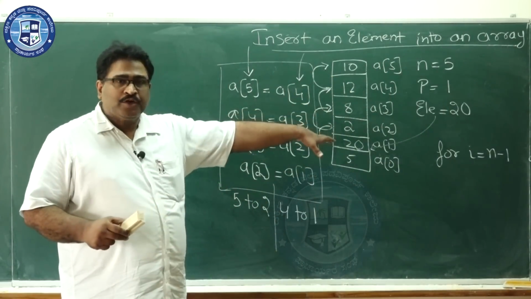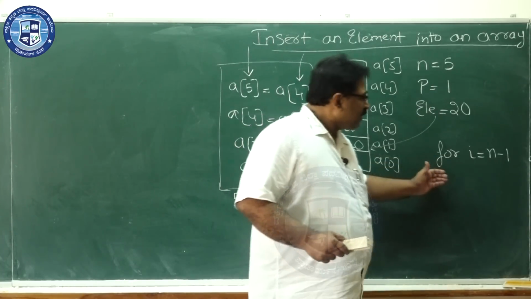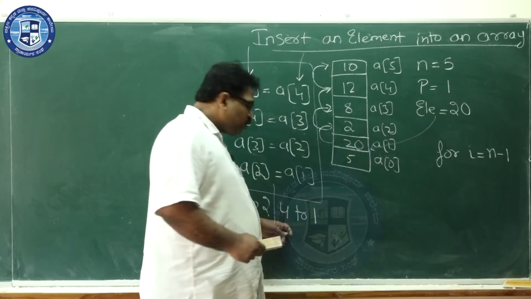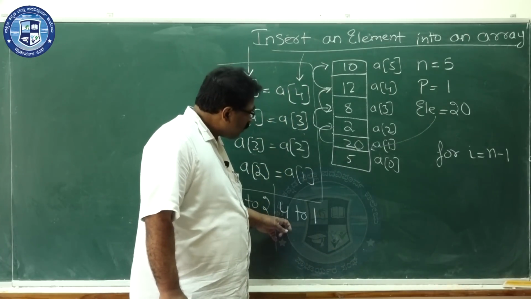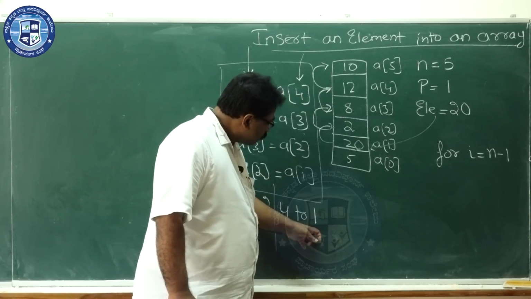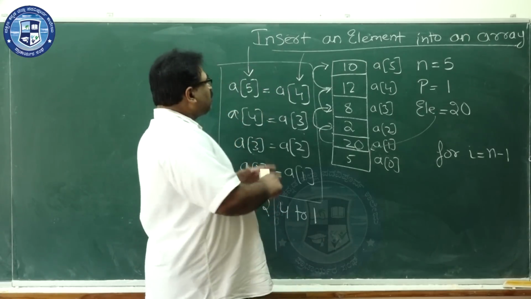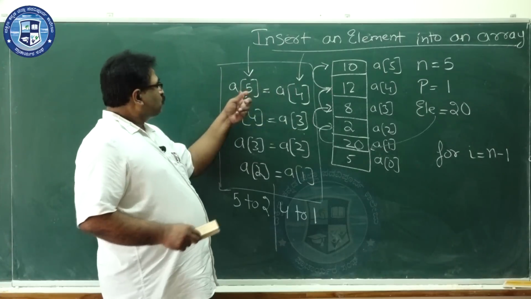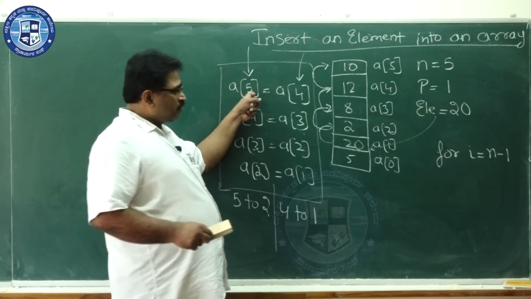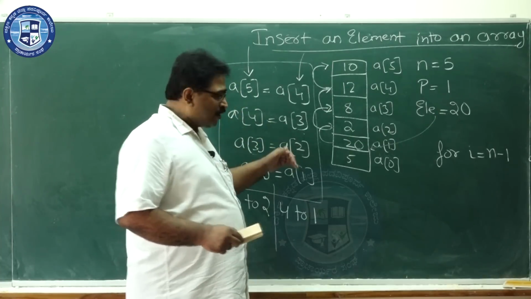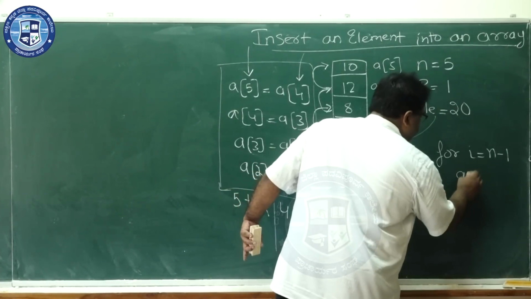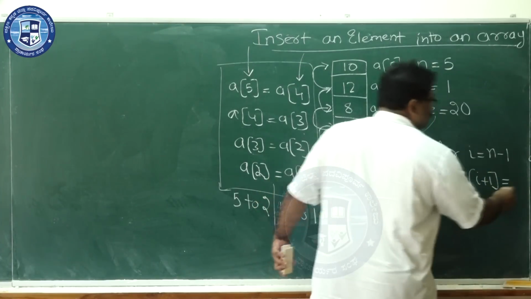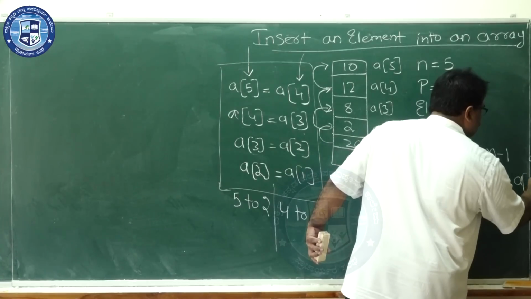So now it is very clear to you how we can get this for loop. We say for I equal to n minus 1, because I can go with the example. This will be n minus 1 down to P. Now if this is I, the value of I is 4. So how can I get 5 here? It is I plus 1. So what can be the statement here? A of I plus 1 is equal to A of I.